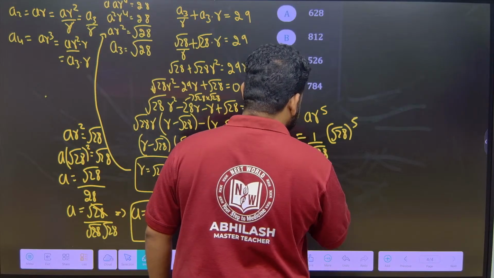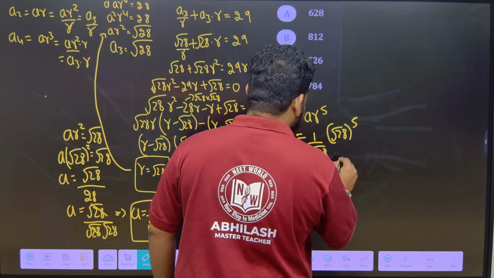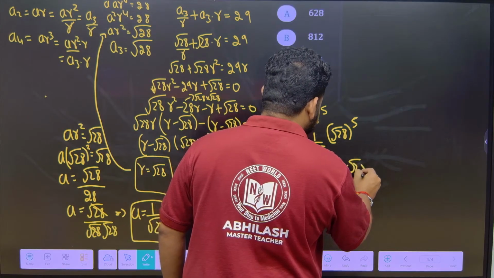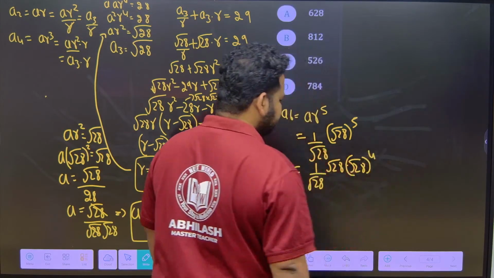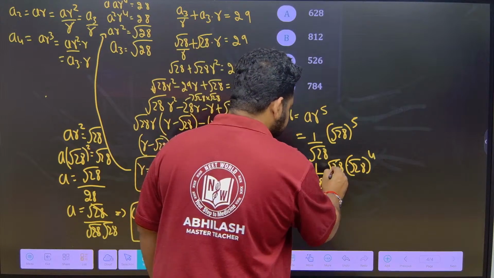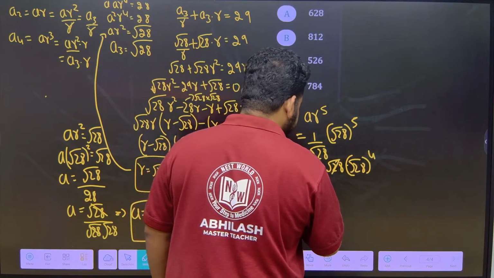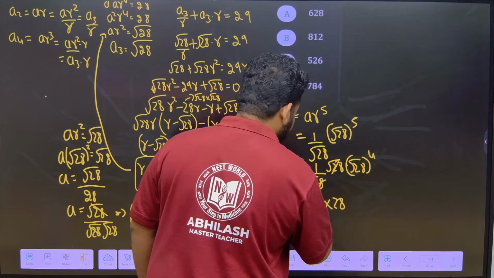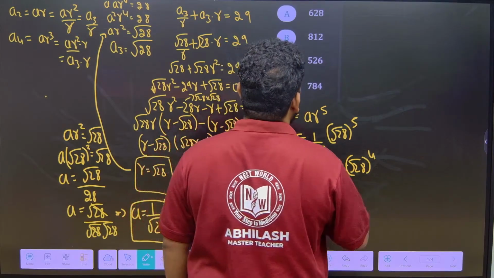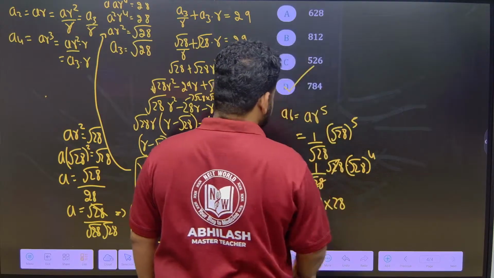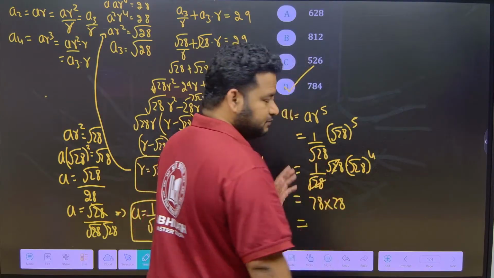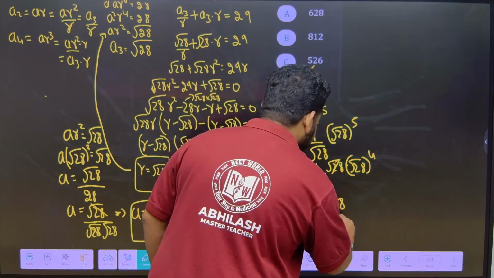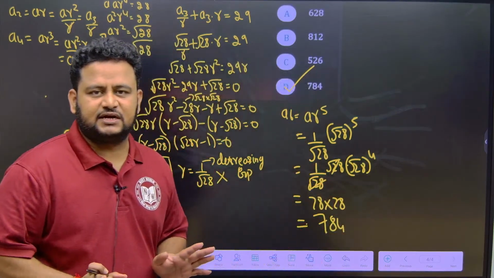So this I can write it as what? 1 by square root of 28. Okay, this I should write 5 times. This is square root of 28 into square root of 28 to the power of 4. So this and this will cancel. So square root of 28 to the power of 4 means it is nothing but 28 into 28. Okay, 8 8s are 64, it is ending with 4. So what is the option that is ending with 4? That is option D. So 28 into 28, that is 28 square, we'll get the answer as 784.